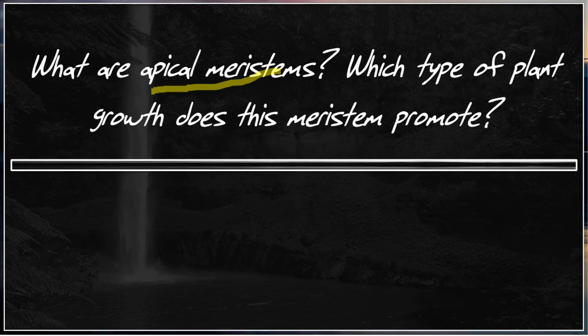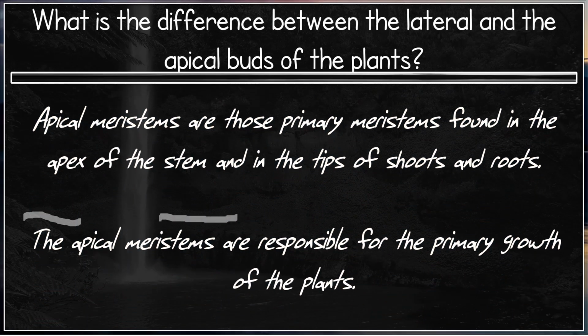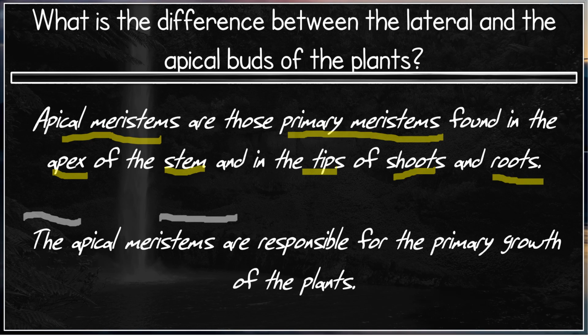What are apical meristems? What type of plant growth does this meristem promote? Apical meristems are those primary meristems formed in the apex of the stem and in the tips of the shoots and the roots. The apical meristems are responsible for primary growth of the plant.